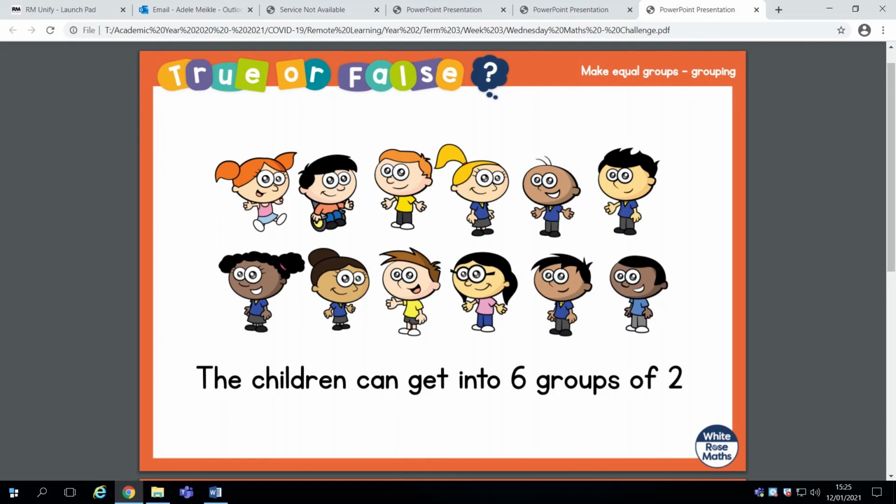And lastly, your challenge for Wednesday today. So this is looking at whether the children can get into 6 groups of 2. Group up the children on the picture, or use your practical resources, and write a sentence explaining whether you agree or disagree and why.